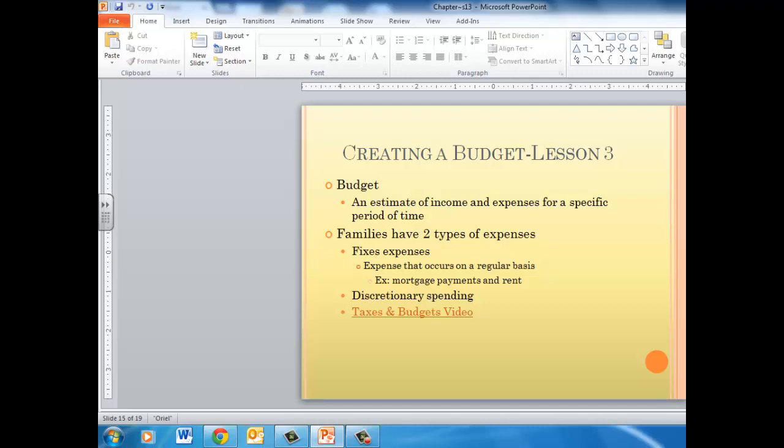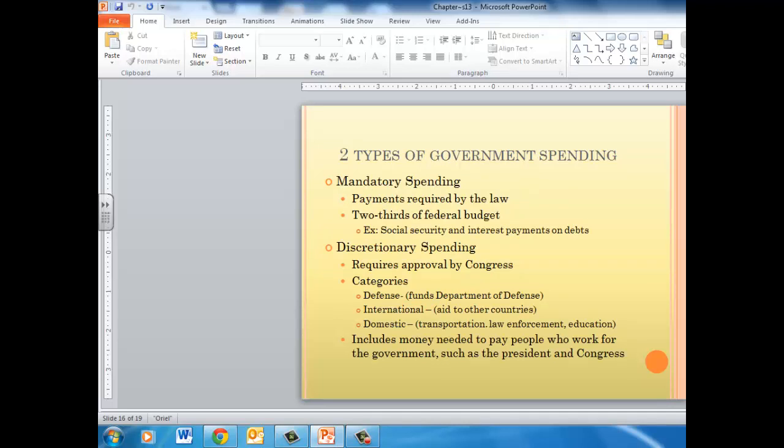So in families, we have two types of expenses. We have those fixed expenses that occur on a regular monthly basis: mortgage payments, rents, car payments, those things that are fixed and we cannot change the amount. And then we have discretionary spending, and that's the money that we get to make decisions on. Our federal government also has discretionary spending that they get to make choices on, and Congress decides how that money is going to be spent. So in the federal government, we have two types of government spending.